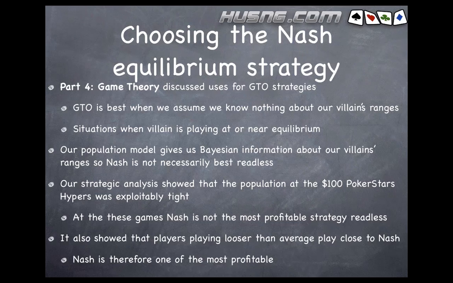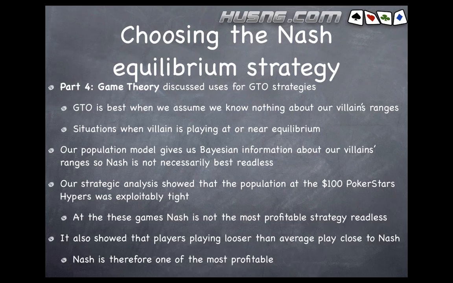I think that's one of the reasons why so many people assumed that Nash push fold is the solution to push fold, because they assume that we know nothing about villains' ranges. But using our population, we actually found that we know something about villains' ranges when we know that villain is playing $100 PokerStars Hyper Turbo. We actually do know information. And so we know that Nash is not necessarily best readless. We immediately get that information.